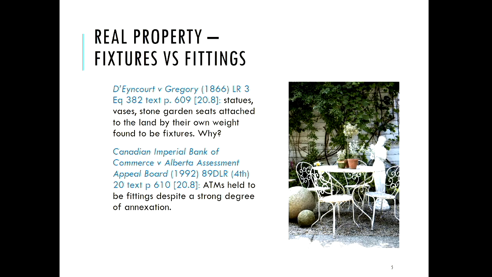So the Diencourt and Gregory case is in the textbook. In that case, the court had to consider whether some tapestries, some ornamental statues of lions in the hall, it was a very grand English home, the staircase and gardens, and some vases resting in niches in the stone garden seats were fixtures or chattels. So what had happened is the buyer had purchased the property thinking all these things were coming with the property.